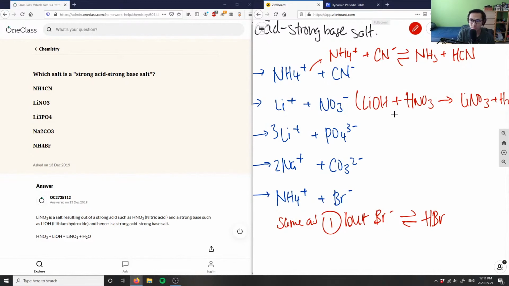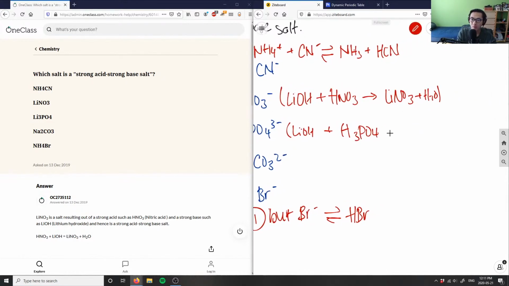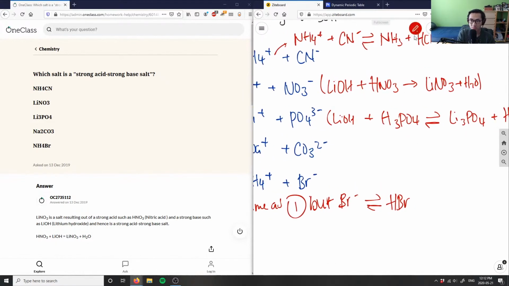And then this one's the same thing as lithium hydroxide, except PO4 here is not a strong acid. It's actually a weak acid here. So I can write down LiOH plus H3PO4 if you really wanted to, or HPO4 2 minus, it doesn't really matter. They're all weak acids here, and this would be in equilibrium, and you get Li3PO4 plus H2O. The only reason we know that is because H3PO4 is a weak acid. So this is a weak acid, strong base. So this is not correct.